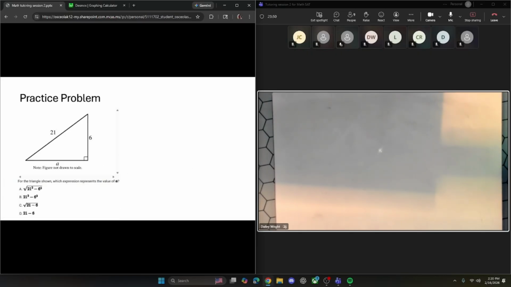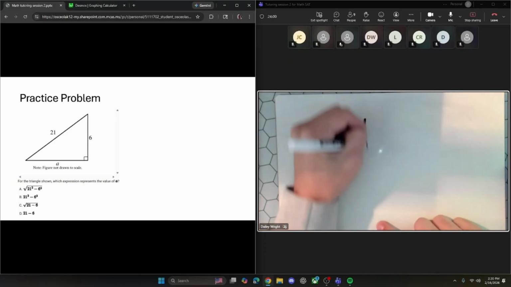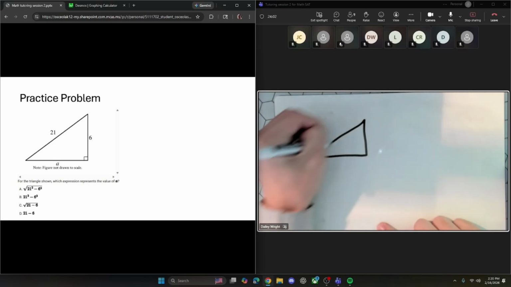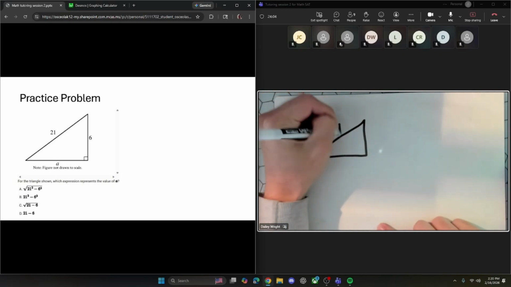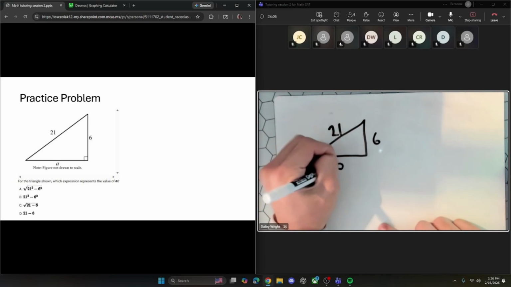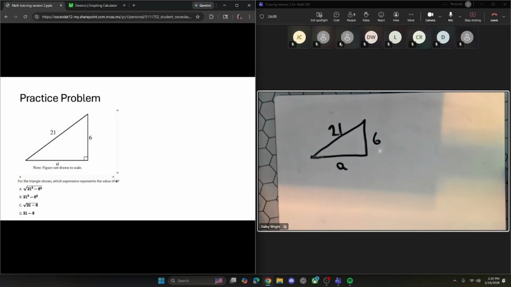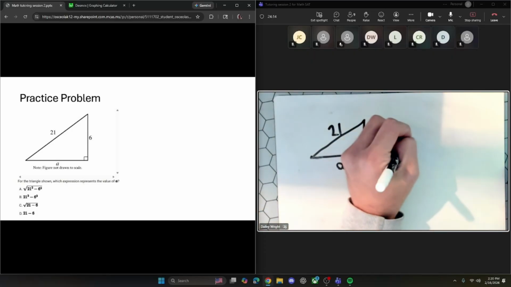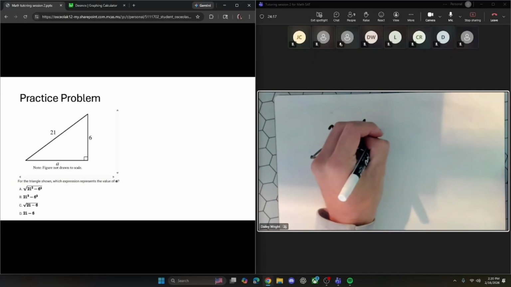For the triangle shown, which expression represents the value of A? So this one doesn't give me a final answer, so I am going to solve it out. This is why I need to look at the answer choices first, because I did a lot more work than I had to right there. So I draw out my triangle. Which expression represents the value of A? A is a side length. This is a 6.